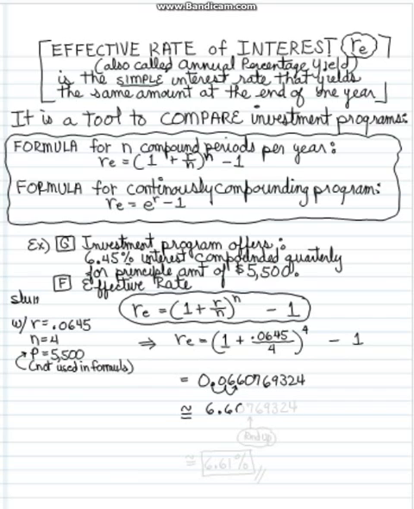Now, we have to write our answer in percentage form. So we're going to move our decimal point 2 places to the right, 6.607693, and we're going to add a percentage symbol. But let's round to 2 places after the decimal point. We're going to round up. We get 6.61% interest. Now that is something that we can compare to other offers, because that is what we call our effective rate of interest, 6.61%.